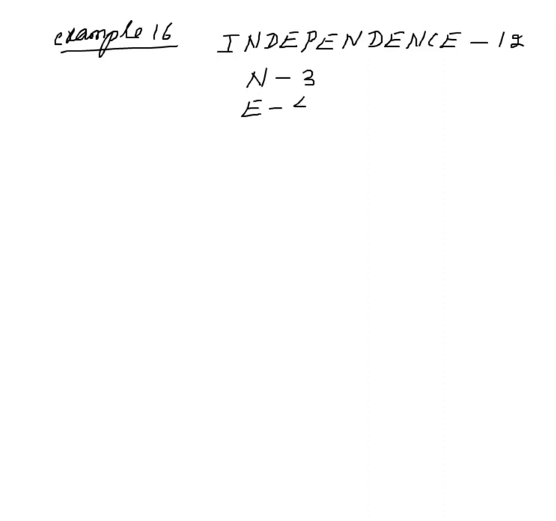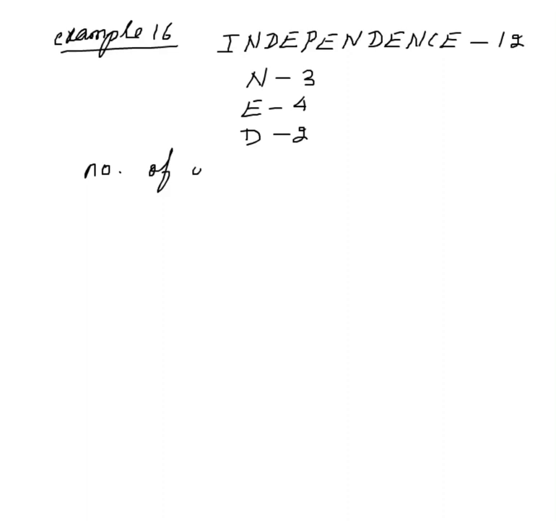Example 16. Find the number of arrangements of the letters of the word independence. The first question is to find the number of arrangements of the letters of the word. So we have to make use of all the letters. How many letters are there? 12 are there. Now out of these 12 letters, we have N 3 times, E 4 times and D 2 times. So we have identical alphabets.